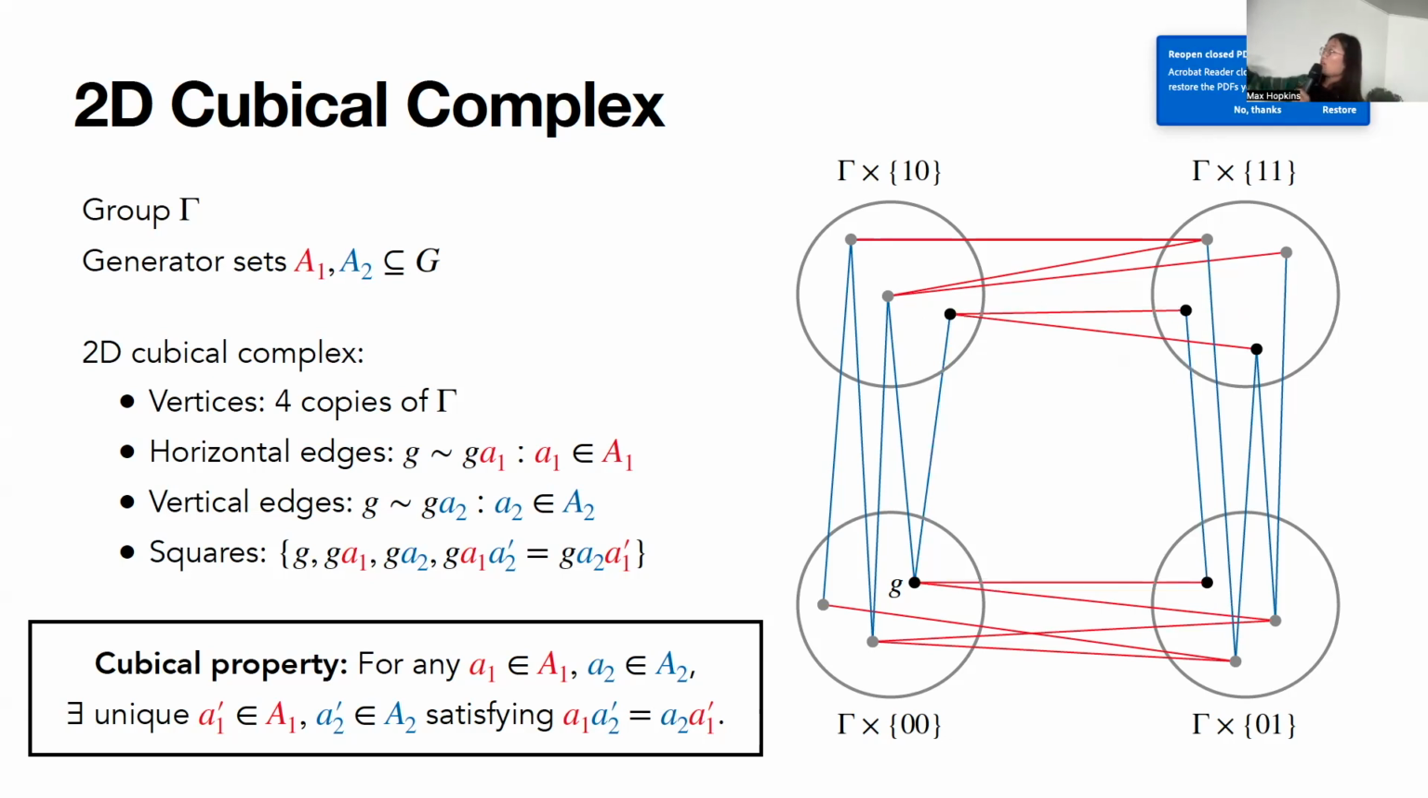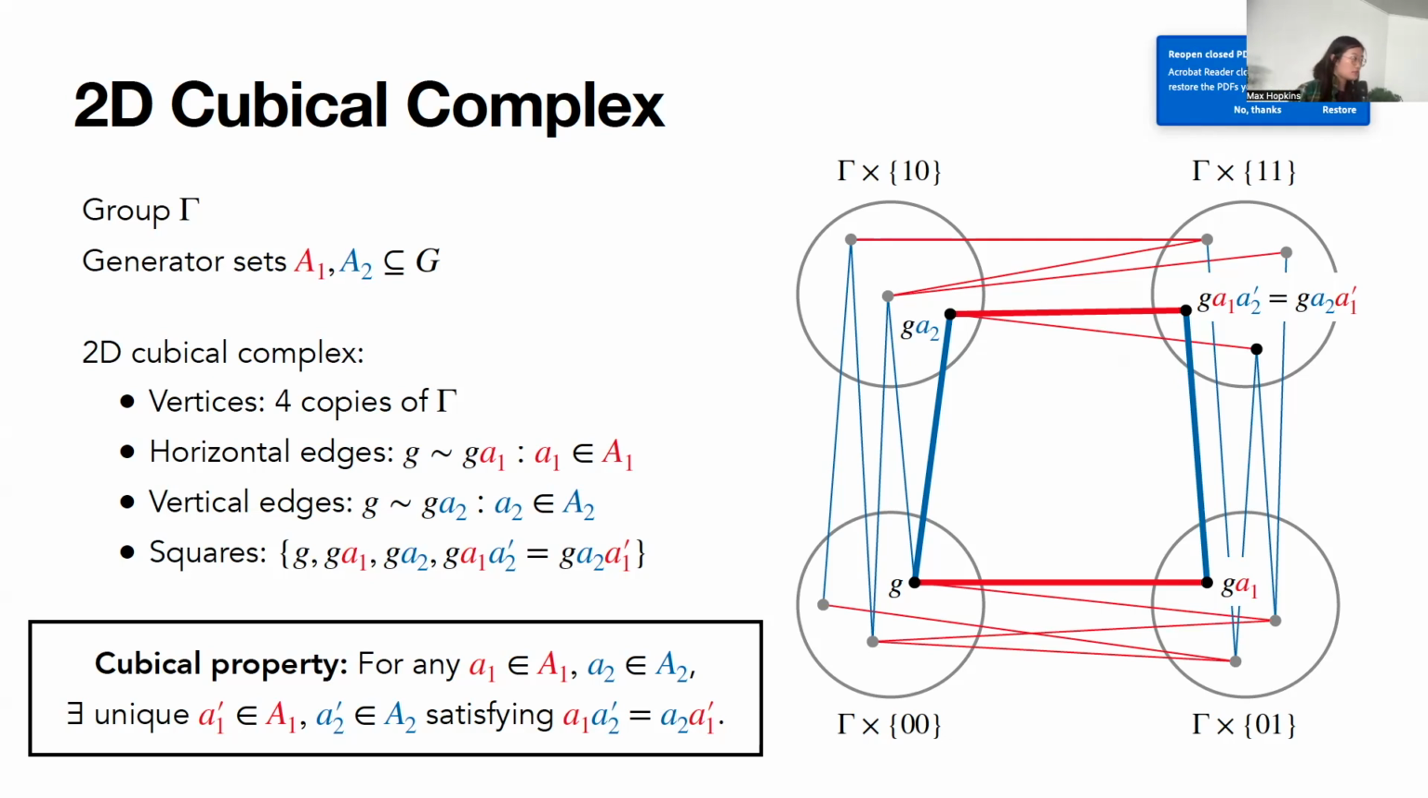So let's say you start at any group element G here in the bottom left. If you pick A1 and A2, which will take you to the left and the right, you want there to be a unique choice, and I'm going to emphasize unique, of generators A1 prime and A2 prime, which completes the square. So in particular, the property is that for any A1, A2, there's a unique A1 prime, A2 prime satisfying A1 A2 prime is equal to A1 prime.